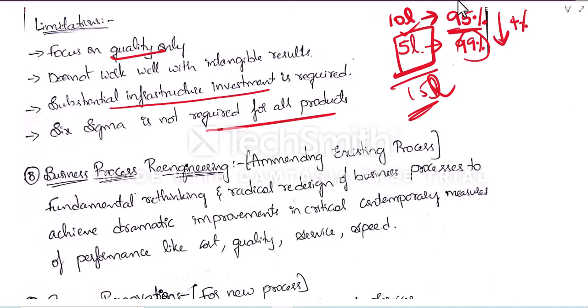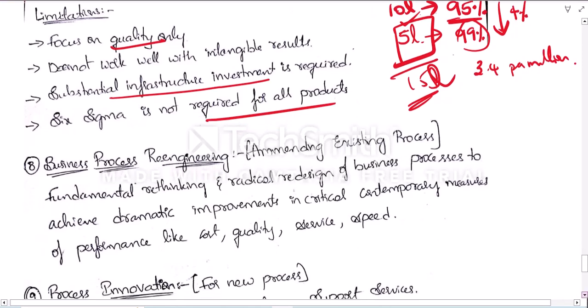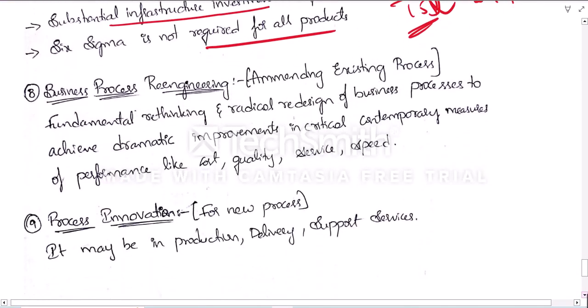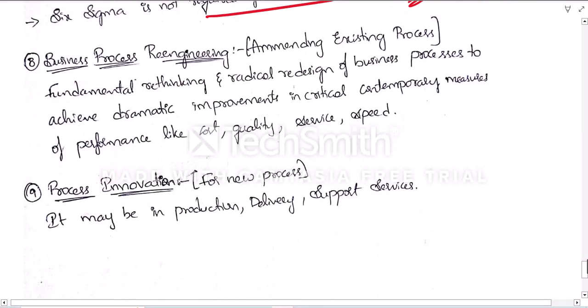So it requires a substantial investment, and it might not be required for that product. It will also not work for intangible results, because we are calculating 3.4 per million. How can we calculate it for intangible assets? We cannot do that, so it is not suitable for intangible results. All the above are to reduce the waste.